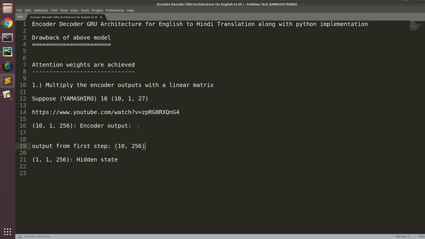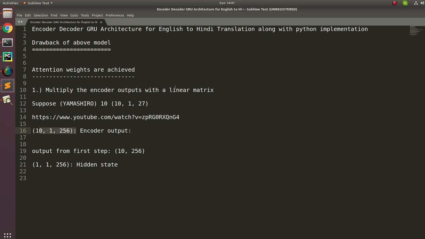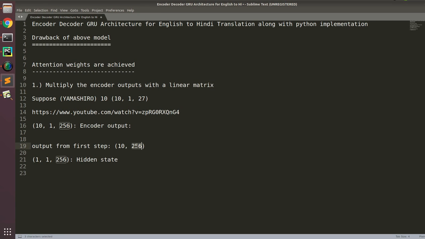Why is the output 10 comma 256? Because we have the 9 words, and including the pad we have 10 words, and the hidden size representation is 256. So when I multiply this encoder output with the linear matrix, and we choose the linear matrix in such a way that it will produce the output equal to 10 comma 256, where 10 is the length of the words plus 1. So this is the first thing we get. Now let's see the second.